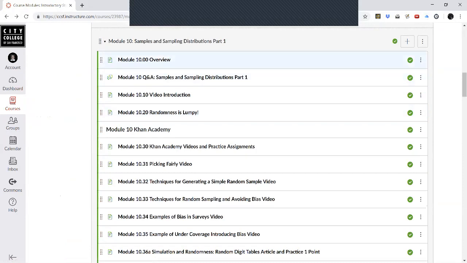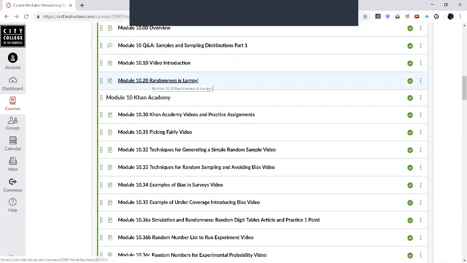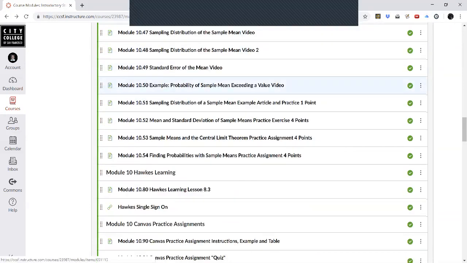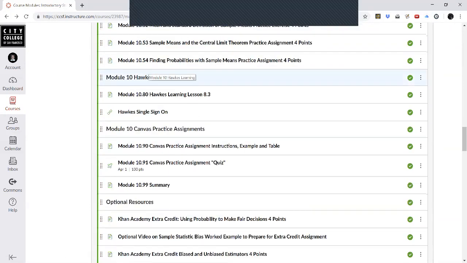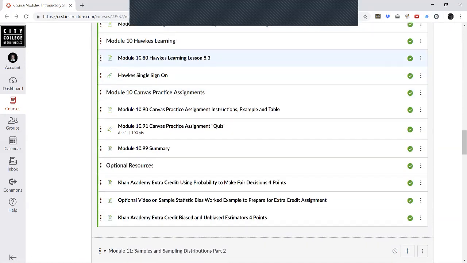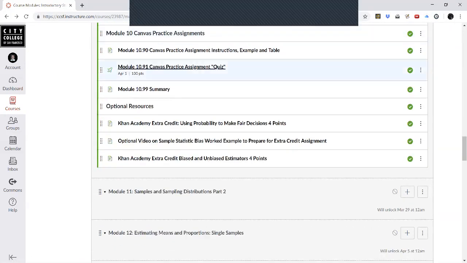So you're very familiar with the setup. We're going to have an overview. We have this video introduction. There's a Q&A discussion forum that you can use, an article about randomness, then a number of Khan Academy videos, practice assignments, the Hawks learning lesson, but there's only one lesson you need to do, 8.3. We're going to come back and do other parts of Chapter 8 in the next module. And then the Canvas practice assignment.